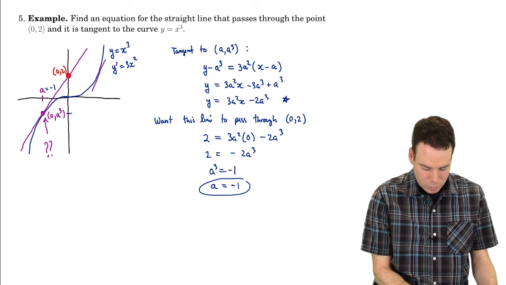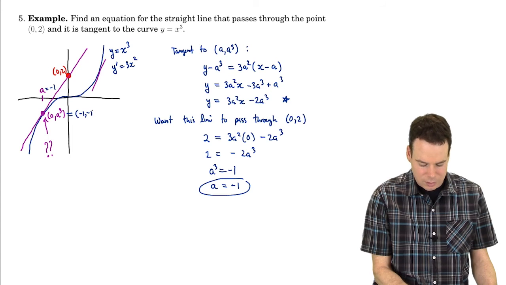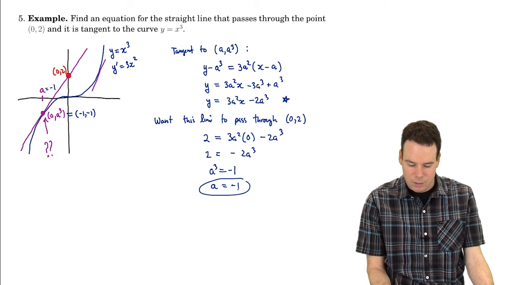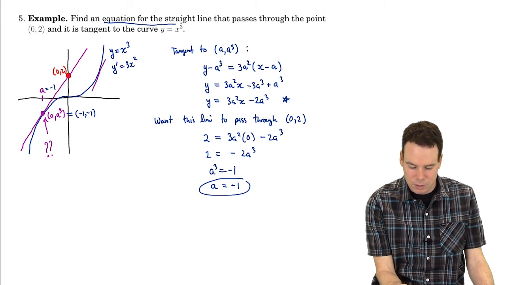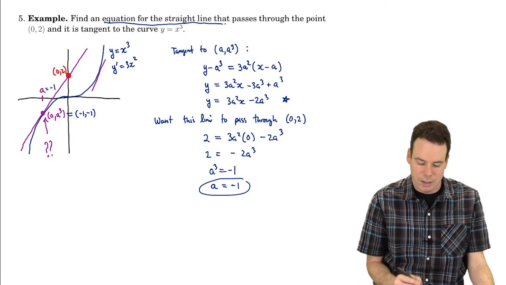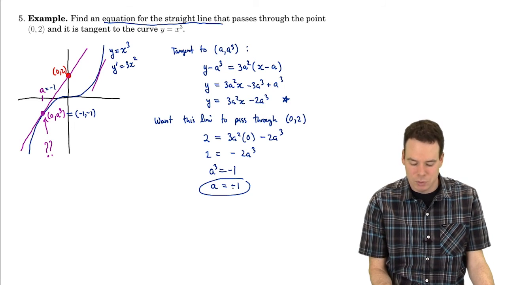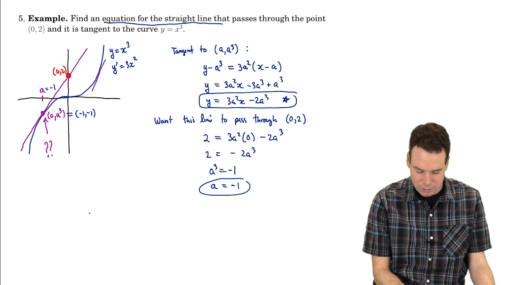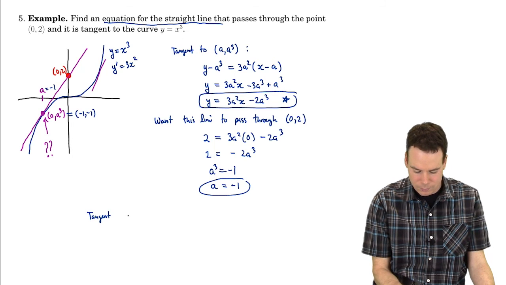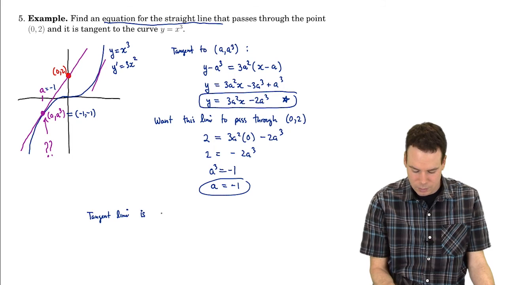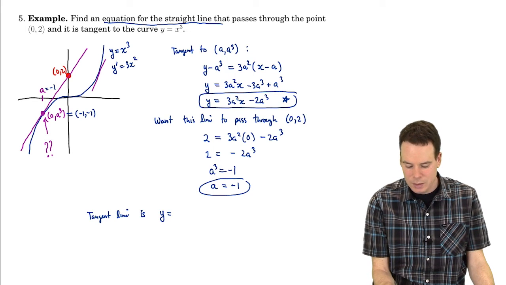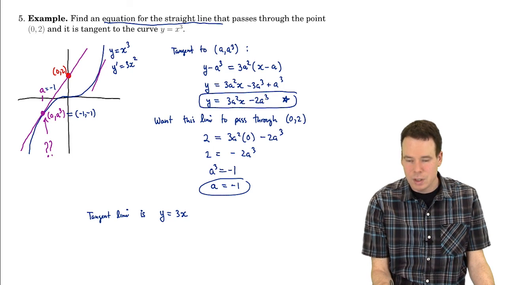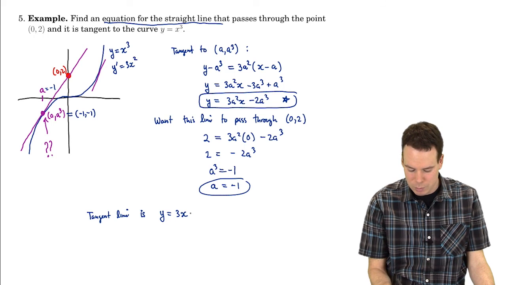And therefore, the point in question that we're constructing the tangent line at is negative 1 cubed, or (negative 1, negative 1). Now, we were asked to find the equation of this straight line that is tangent to the curve, so the tangent line. We now know that it corresponds to a equals negative 1. We have the equation for any tangent line, so we can go ahead and plug that in. So the tangent line is y is equal to 3a squared, a is negative 1, so that's 3x, minus 2 times a cubed. Again, a is negative 1, so this would be plus 2.